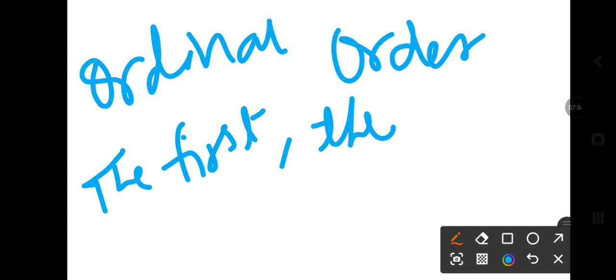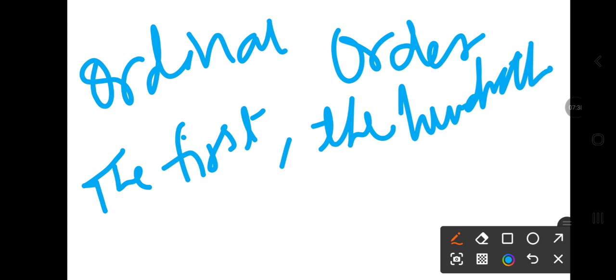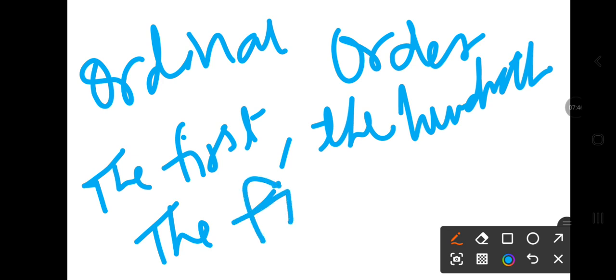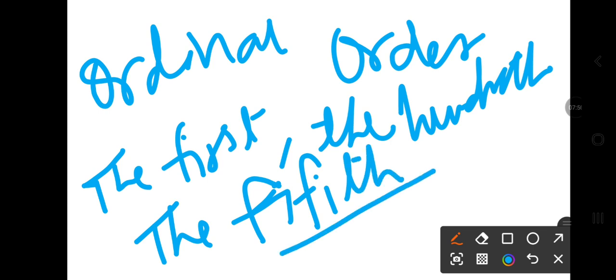The hundredth, right? The 500th, the 50th, something like this, right? So in that case we have to use "the". This is the rule with cardinal and ordinal numbers.